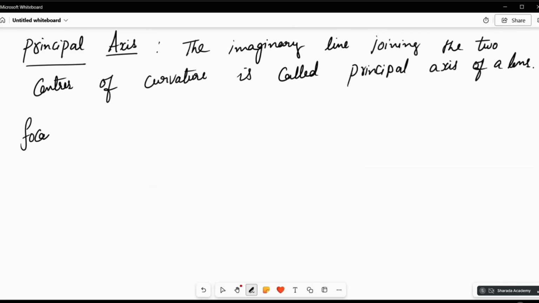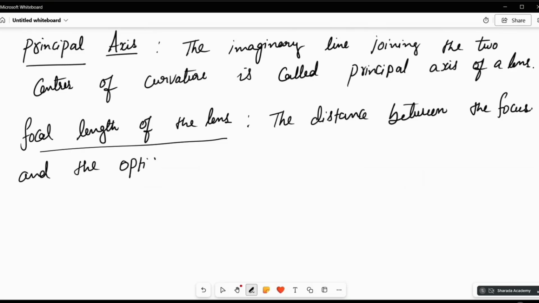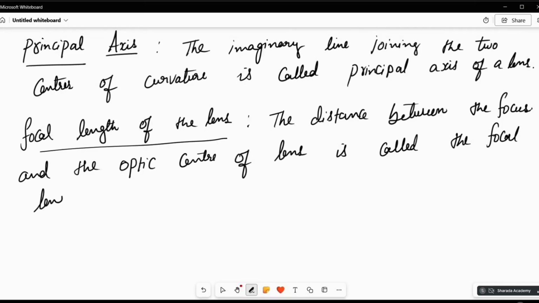Next comes the focal length of the lens: the distance between the focus and the optic center of the lens is called the focal length of the lens.